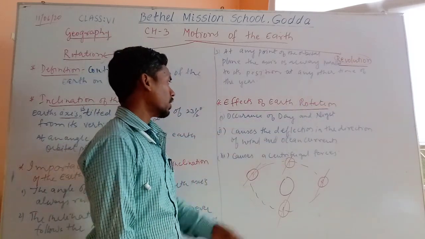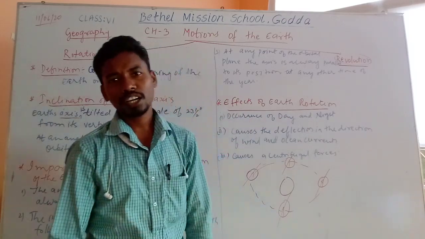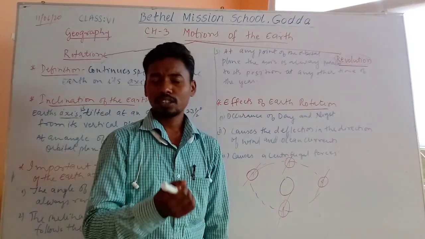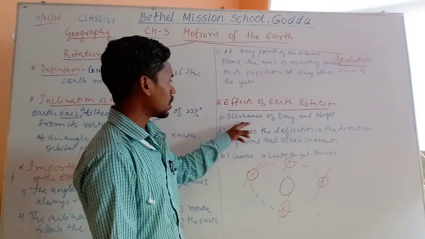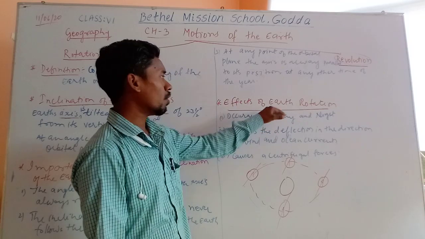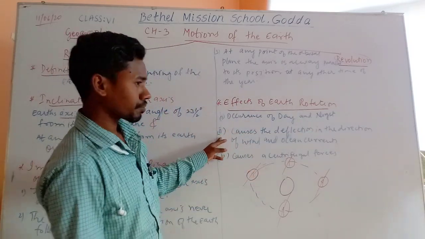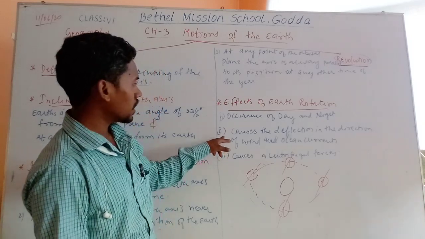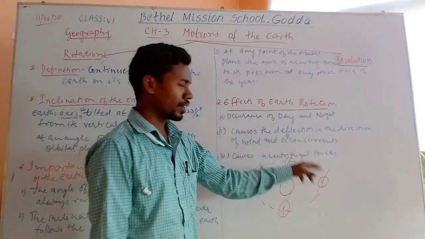The first effect of earth rotation is that rotation causes day and night. Everybody knows this, and you have known it from at least standard 4. You have studied that the occurrence of day and night is the result of the rotation of the earth. Second point is that the rotation of the earth causes the deflection in the direction of wind.